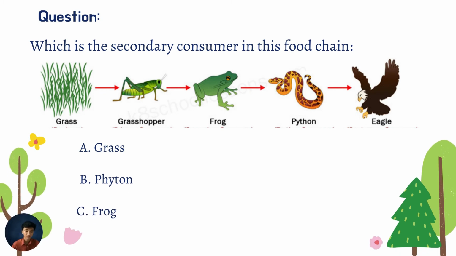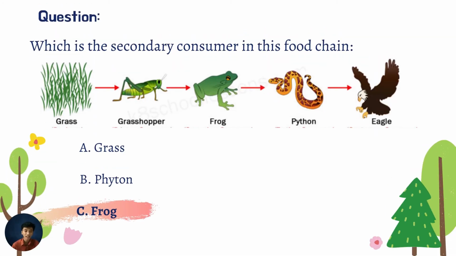Next question. Which is the secondary consumer in this food chain? We have here the grass, grasshopper, frog, python, and eagle. Okay, class. The question is, which is the secondary consumer in this food chain? Letter A, grass, B, python, C, frog. The answer is letter C, frog.